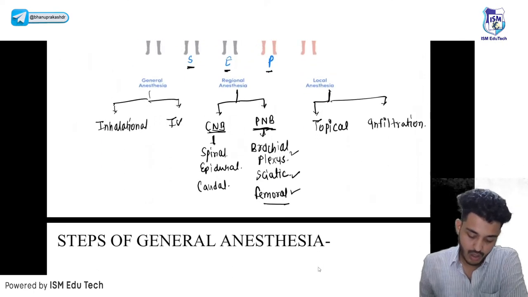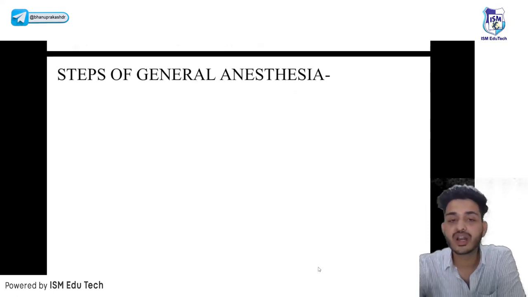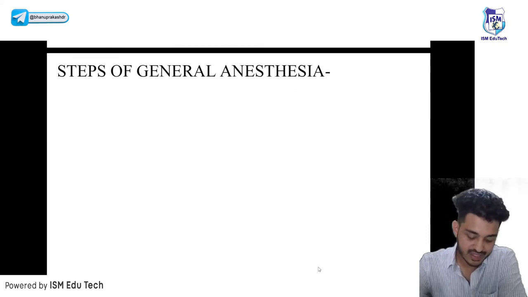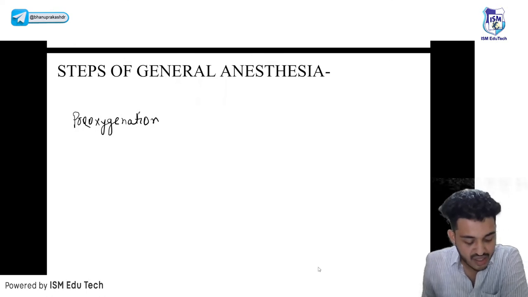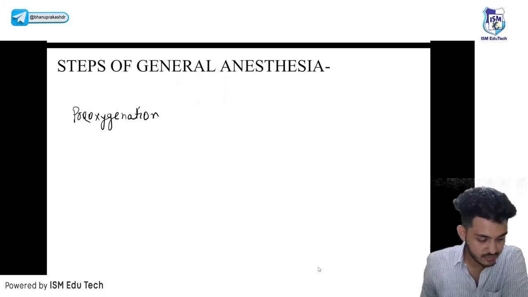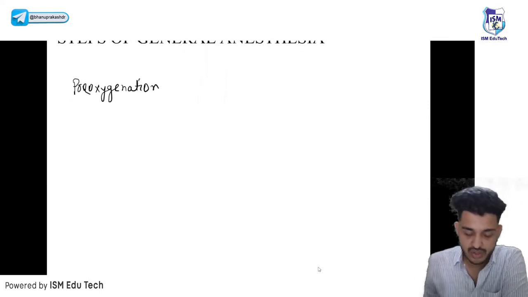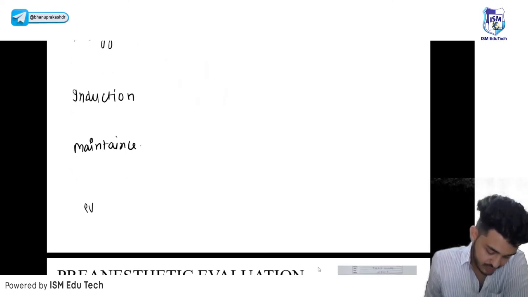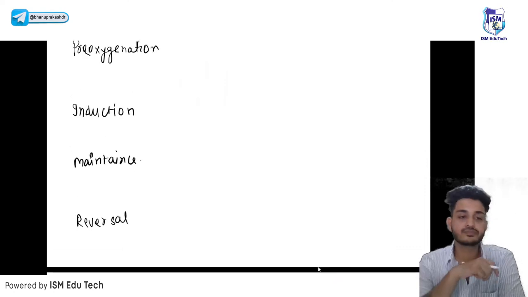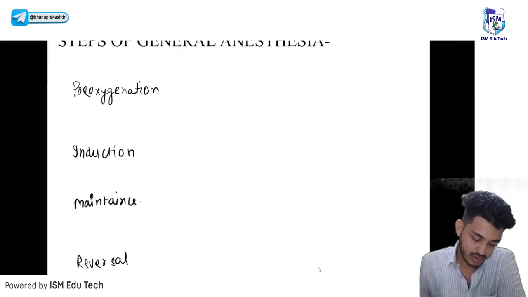Moving on to next, what are the steps of general anesthesia? General anesthesia mein steps kya kya hote hain? Okay, so start karte hain. Sabse pehle, first thing will be pre-oxygenation. Why do we pre-oxygenate our patients? Anyone? First thing is pre-oxygenation. Second thing will be induction. Third thing will be maintenance. And the last thing will be reversal. So these are the four steps of general anesthesia.